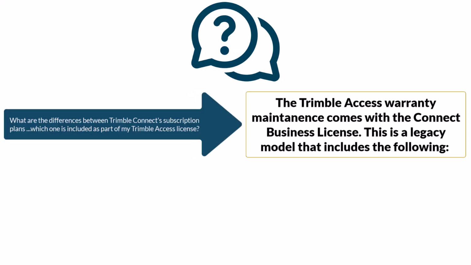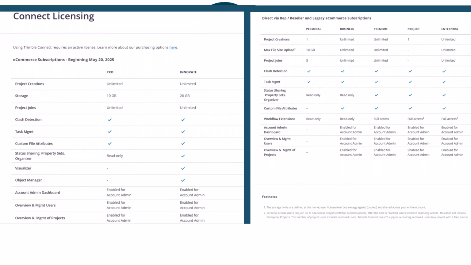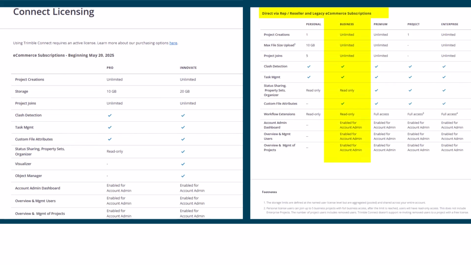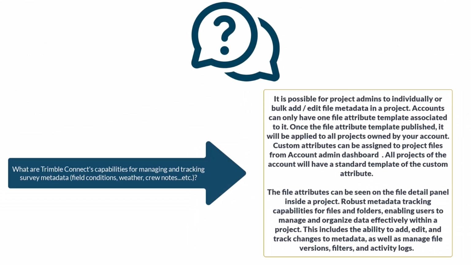What are the differences between Trimble Connect subscription plans? Which one is included as a part of my Trimble Access license? The Trimble Access warranty maintenance comes with the Connect business license. This is a legacy model that includes unlimited project creations, unlimited uploads, and unlimited project joins. For this session, I'm just going to focus on the legacy license, but if you have any other questions about any of the other licensing types listed here, just feel free to reach out to us.